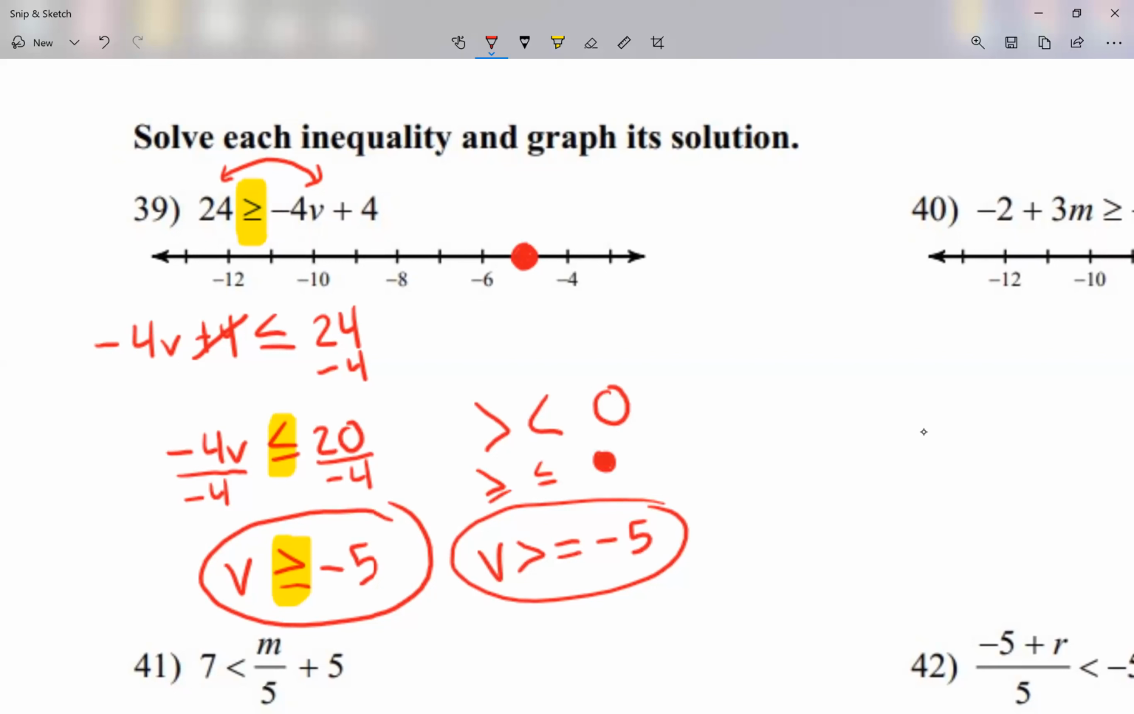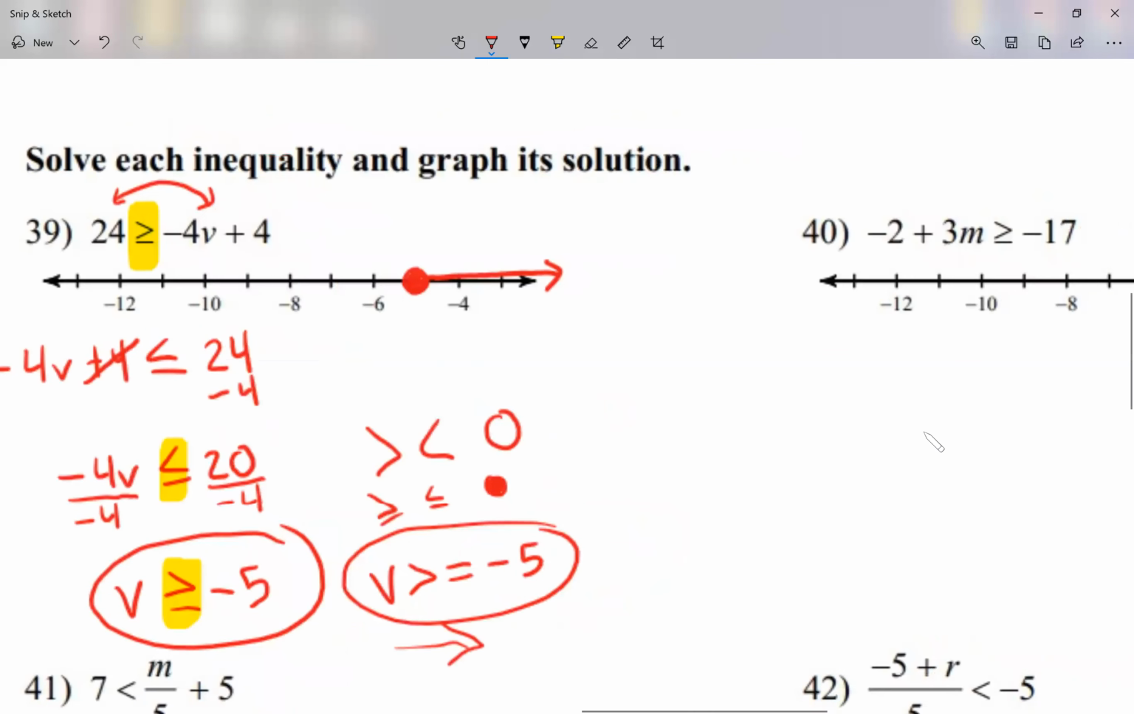Now notice how my inequality sign looks like an arrow that is pointing to the right. My solution will go to the right. If my arrow was pointing to the left, my graph would go to the left. What I mean is from negative 5 and anything bigger than negative 5 will give me a true statement. All right, let's take a look at number 40.